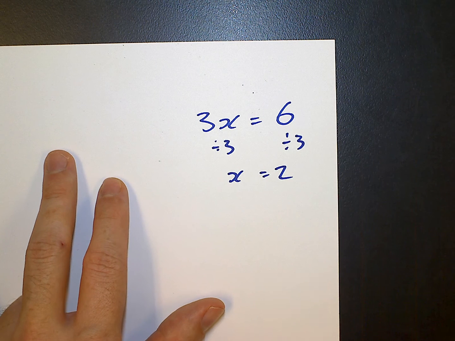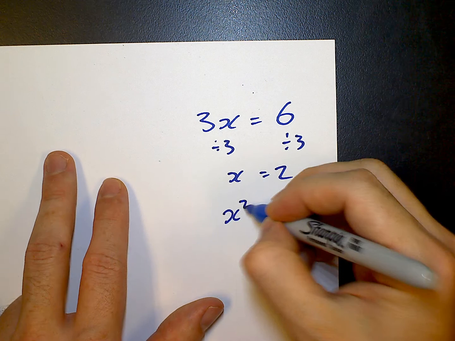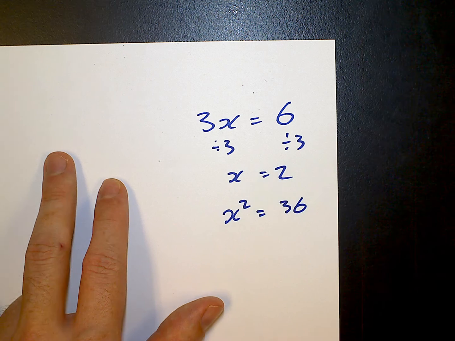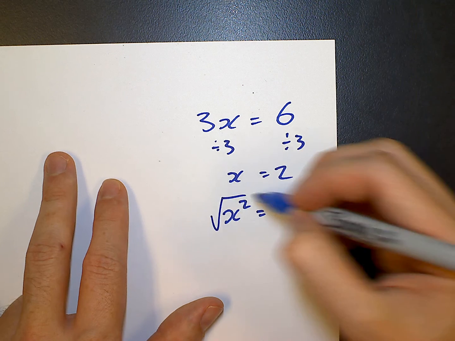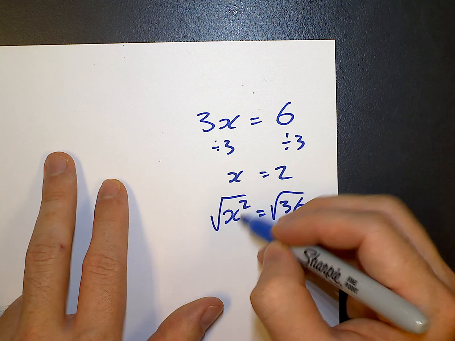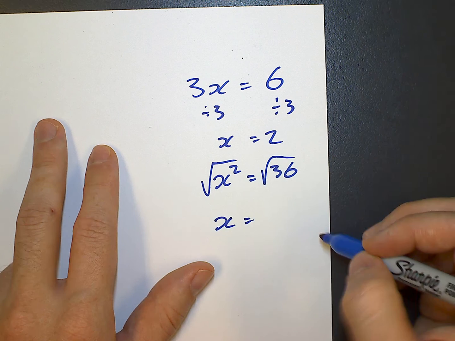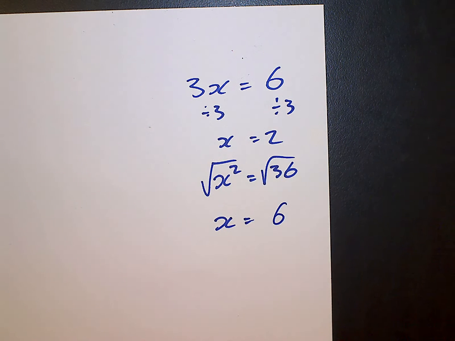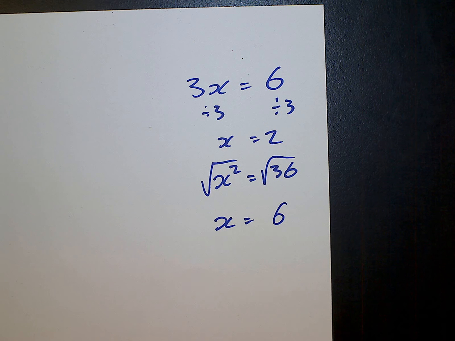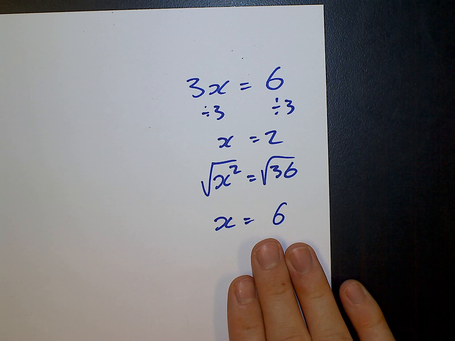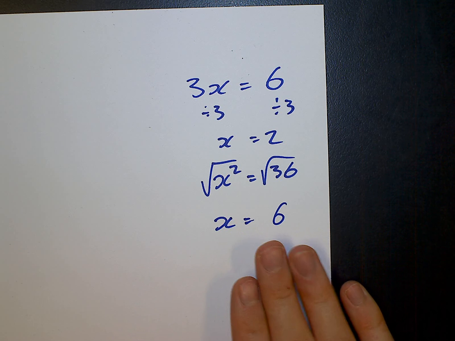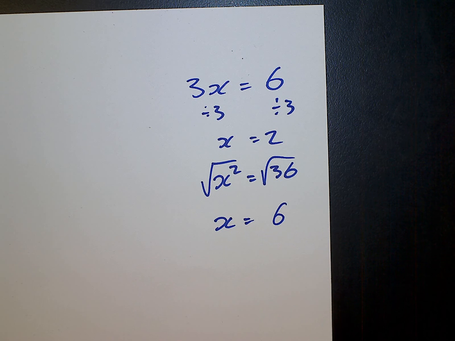With what we're learning today, if we have x squared equals 36, we would square root both sides. The square root would get rid of the square, and the square root of 36 would be 6. Okay, so that's what we're doing, just square rooting. That is essentially the skill that we are learning today.